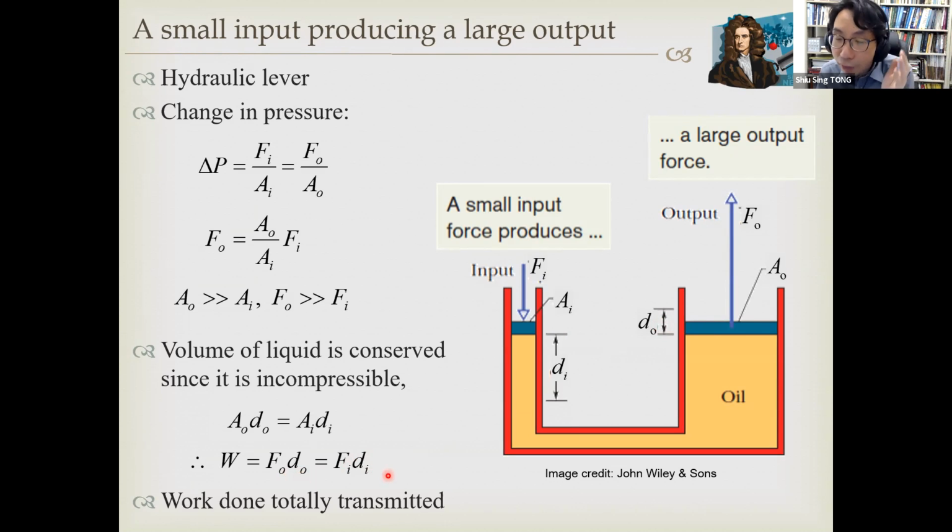But I have assumed that the oil here is incompressible because I'm using the Pascal principle. So the volume decrease on this side must be equal to the volume increase on the other side. That means the area multiplied by the displacement should be equal. So A0 d0 is equal to Ai di. That is the conservation of volume if the fluid is incompressible. If I press it down on this side, the same volume must go up on the other side.